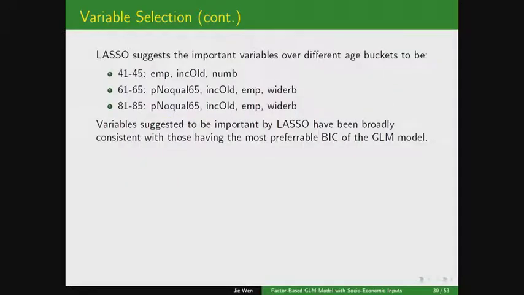So as a summary, according to LASSO, we have these variables suggested to be important over these three distinct age buckets. And the variables here are broadly consistent with those giving the best BIC in the GLM, which is good news to us because it supports our result extracted from GLM fitting.